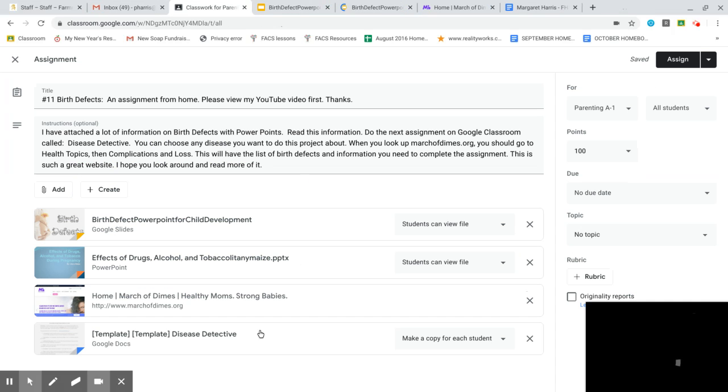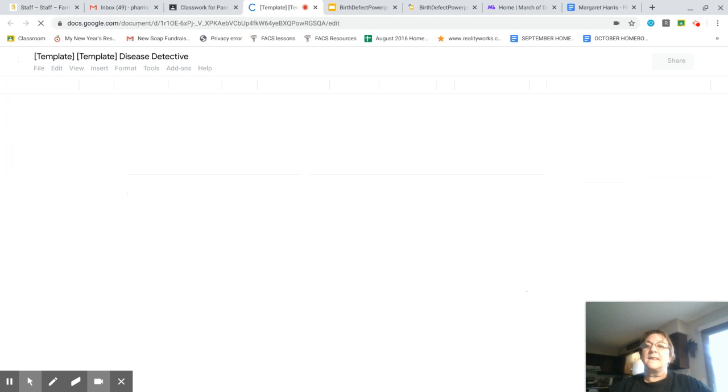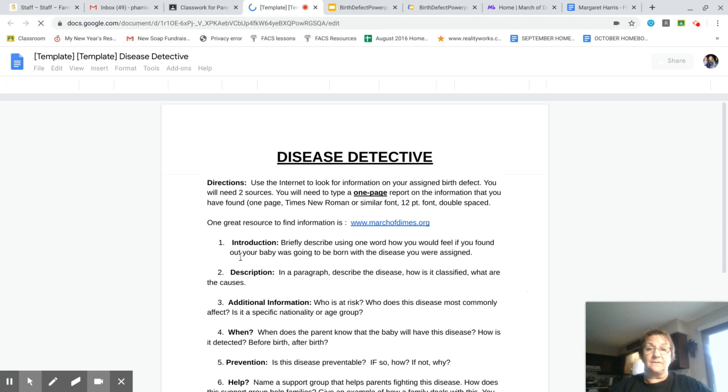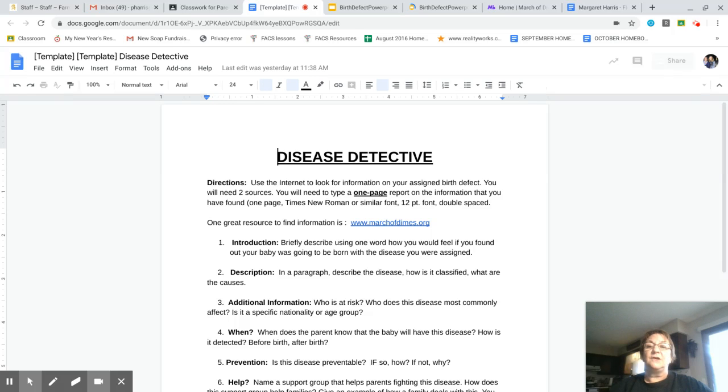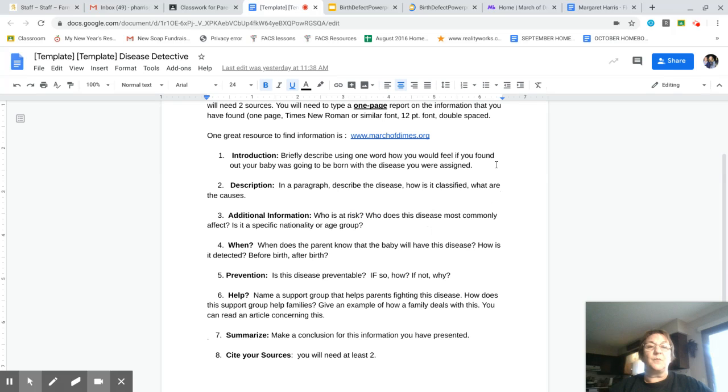And then your assignment is called Disease Detective. And basically what it is you're going to do the research on the birth defect that you choose. It says use the internet to look for information on your assigned birth defect. You will need two sources. So other than marchofdimes.org, I expect you to find one other source. You're going to do just a one-page report on the information you have found, 12-point font, Times New Roman or similar.